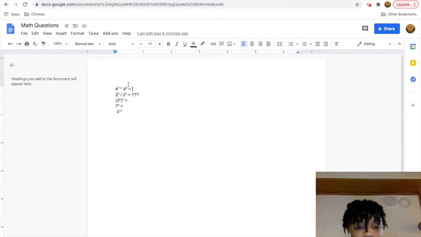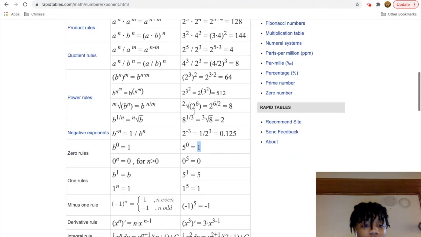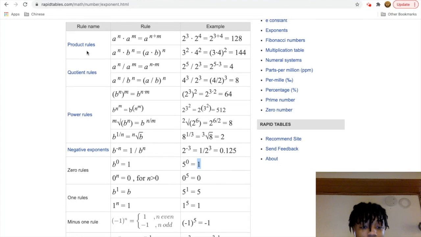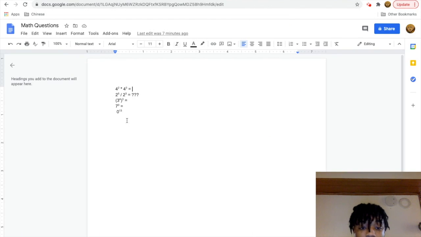The first problem is 4 to the power of 2 times 4 to the power of 3. We have to find out which exponent rule this is. Going back to our list of the most common exponent rules: the product rule, quotient rule, power rule, zero rule, and ones rule. It is actually the product rule, because it is 4 to the power of 2 times 4 to the power of 3. So we're going to add the two exponents.